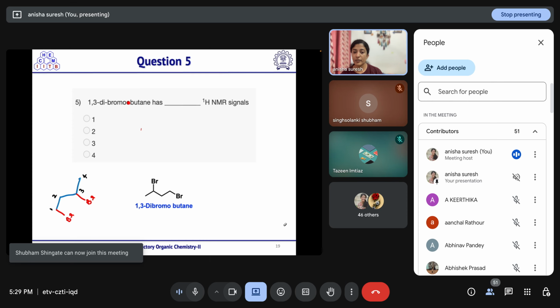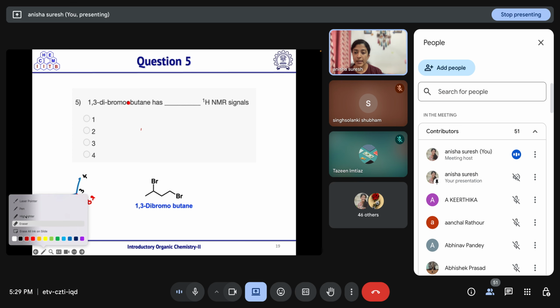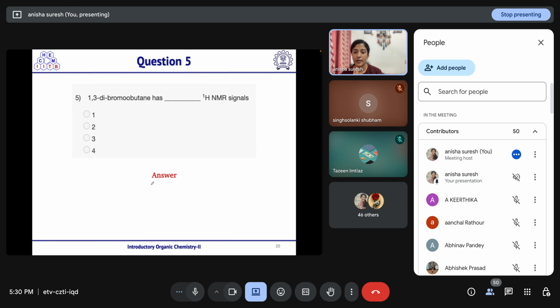So this is the structure of 1,3-dibromobutane, and we can see 4 different signals. I will highlight. This is 1, 2, 3, 4. All these protons will be appearing different as they are in different chemical environments. Clear? So option D will be the right answer, that is 4.